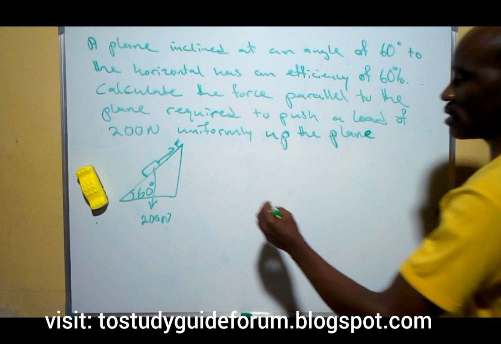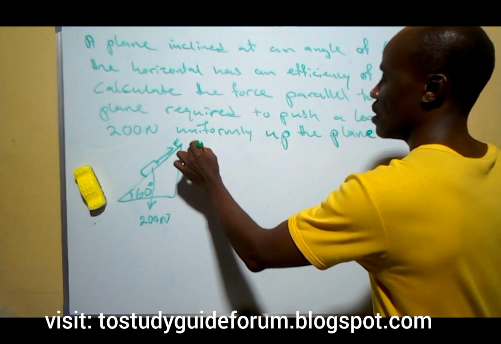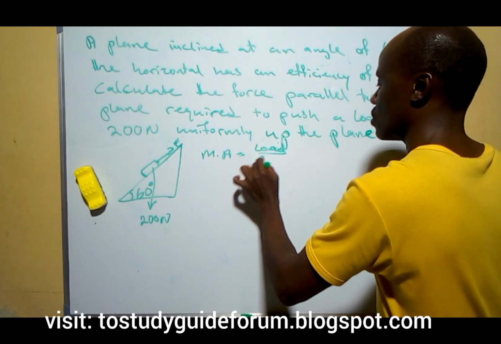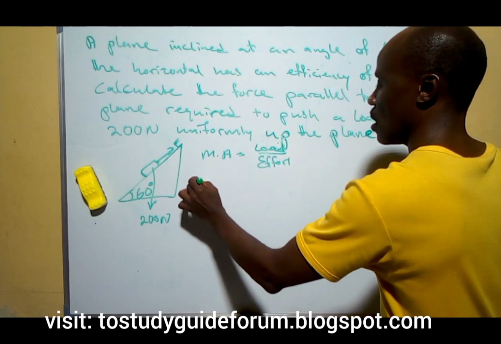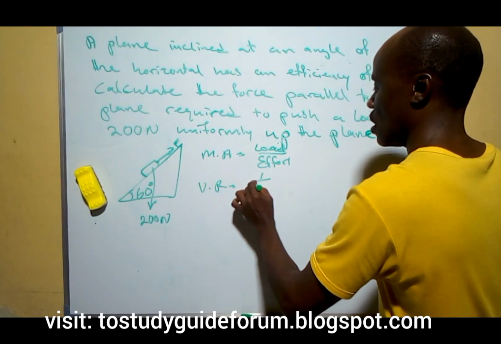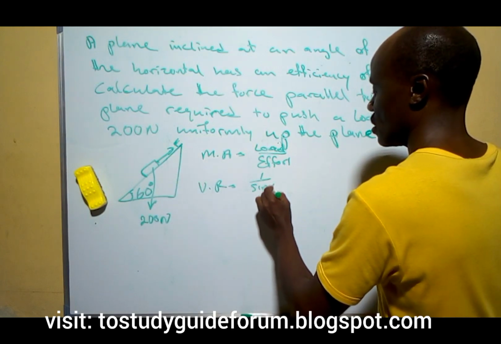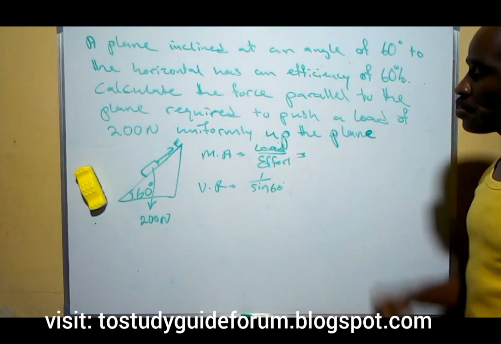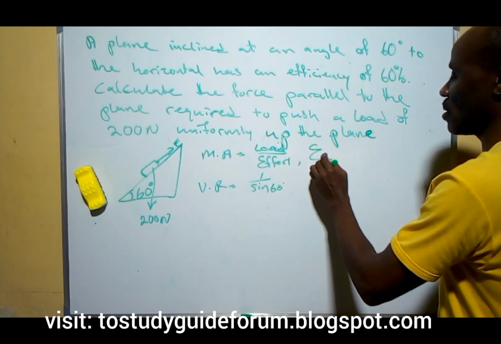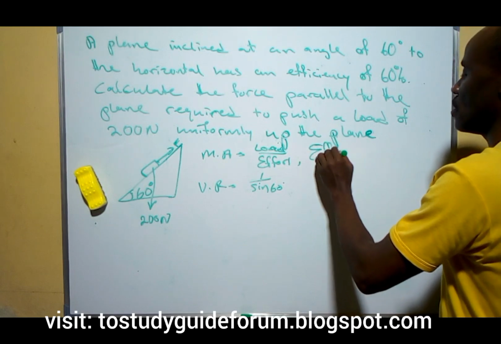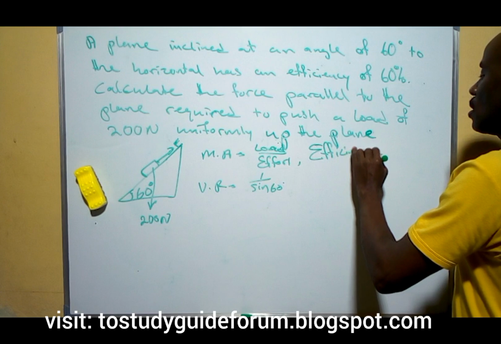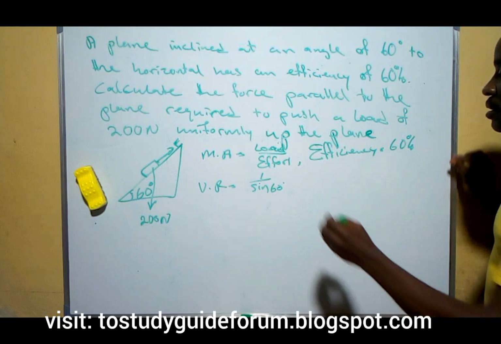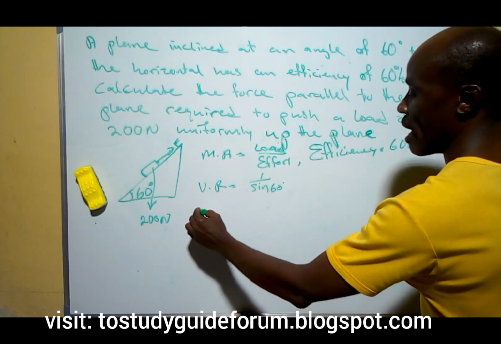So in this case, we know that efficiency here, the MA is equal to load over what? Effort. And velocity ratio is always sine, because we have 60 degrees here. Then you can say sine 60 degrees. Let's talk about efficiency here. Our efficiency is 60%.